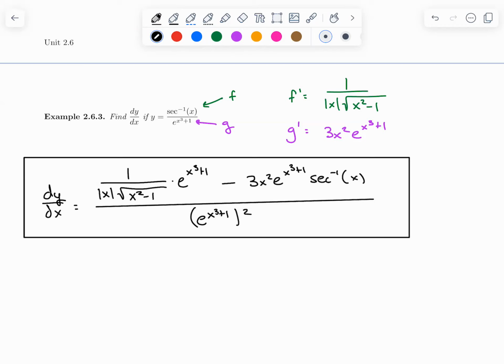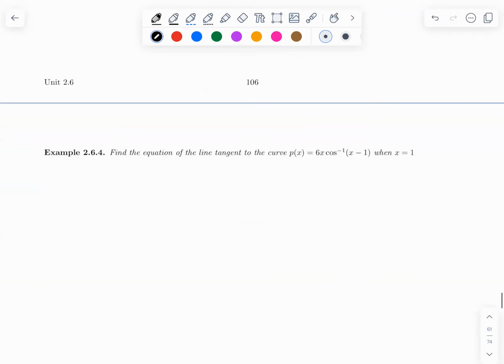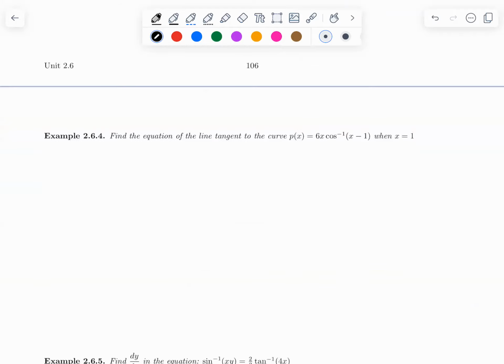So then the next one, find the equation of the tangent line of p of x equals 6x cosine inverse of x minus 1 when x is equal to 1. All right. This one has a fun slope. Just trust the process. Even though the numbers are weird, I'm weird, I'm still here, so we can handle it. So slope. If we're finding a tangent line, we need slope and we need a point. We don't have either yet.